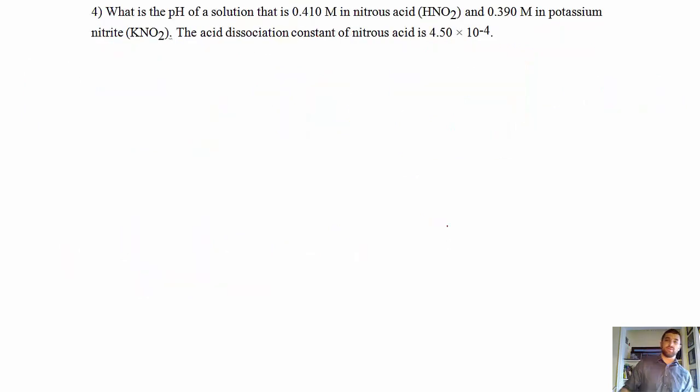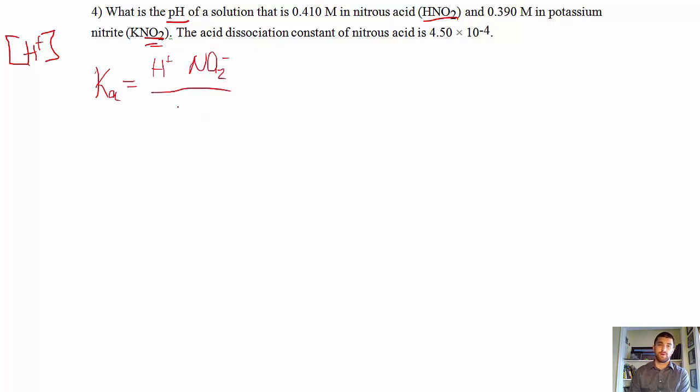All right, 4 is more of the same but different. It wants the pH, so that tells me I'm going to have to get the H plus concentration somehow. They tell me how much nitrous acid I got, which will help with the H plus, but they also have a common ion here from the potassium nitrite. And they gave me the Ka, the acid dissociation constant. So again, I'm going to use the Ka to solve for my H plus. So I write the expression out so I can figure out what's what. And all those are concentrations.